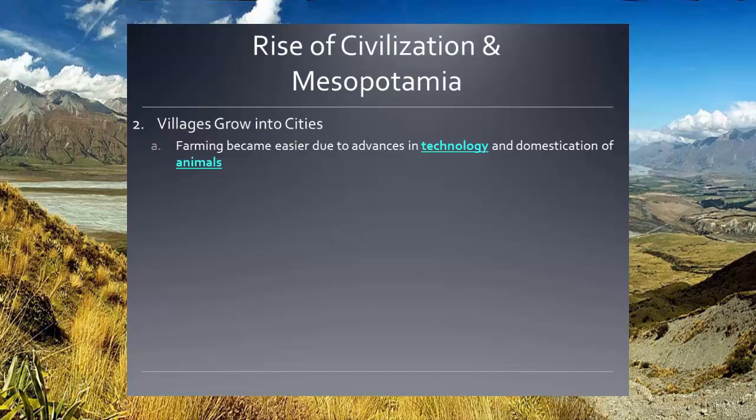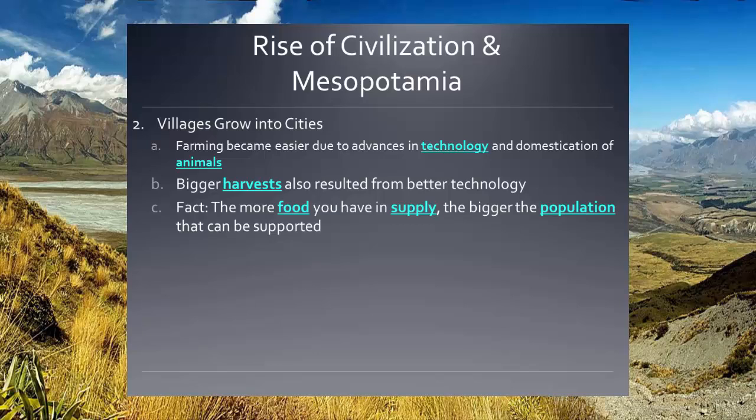Farming became easier due to advances in technology and the domestication of animals. The domestication of animals simply refers to the ability of people being able to keep animals round up at home or right outside their homes, kind of like cattle. Because of the use of agriculture, bigger harvests were a result from new and better technologies like hand tools. It is a fact that the more food you have in supply, the bigger the population that can be supported. The more food there is, the more people there'll be.